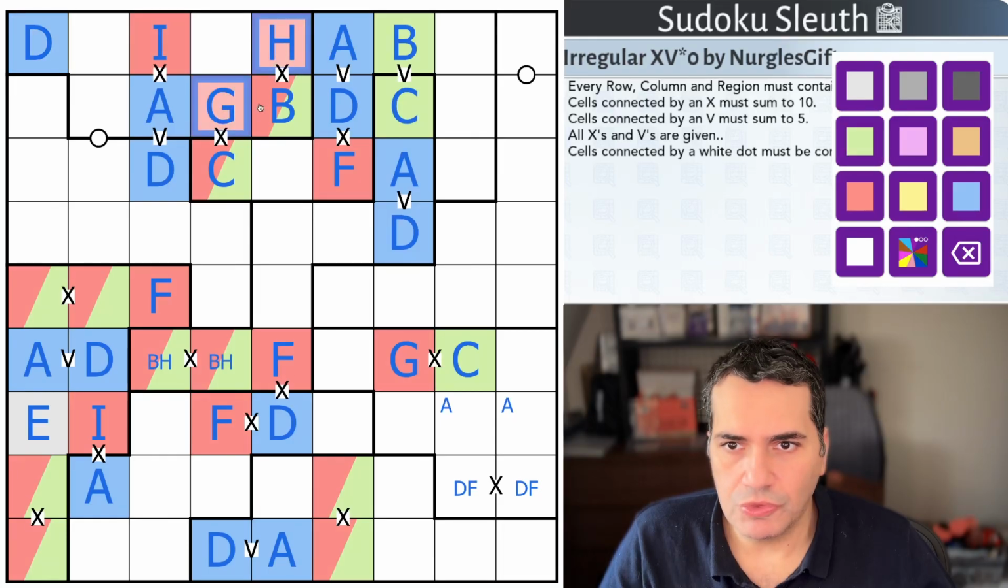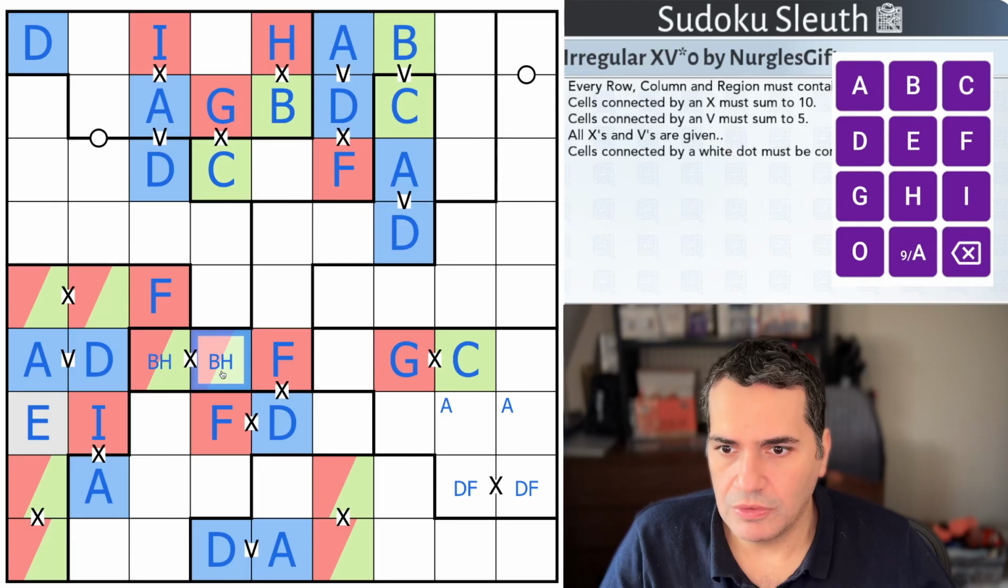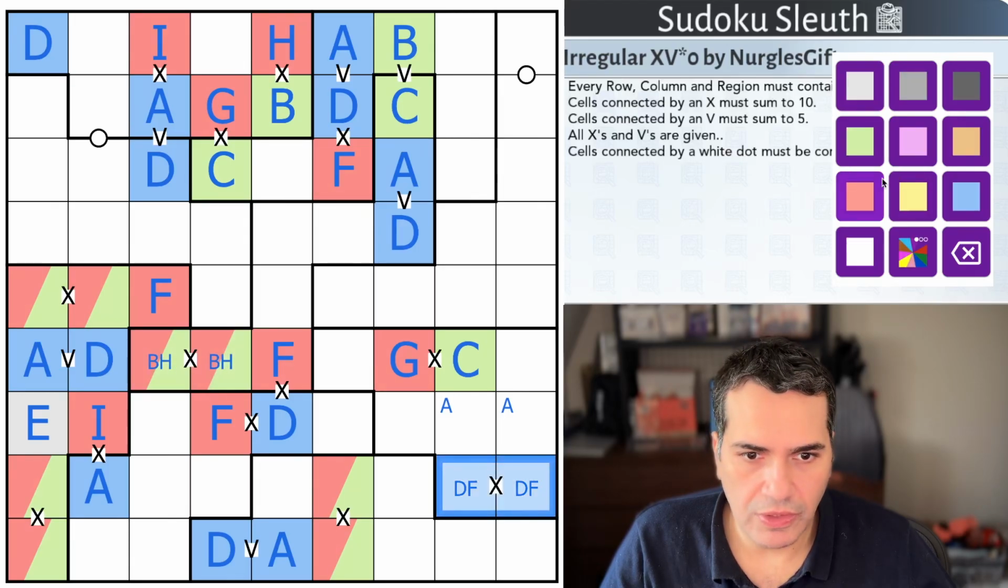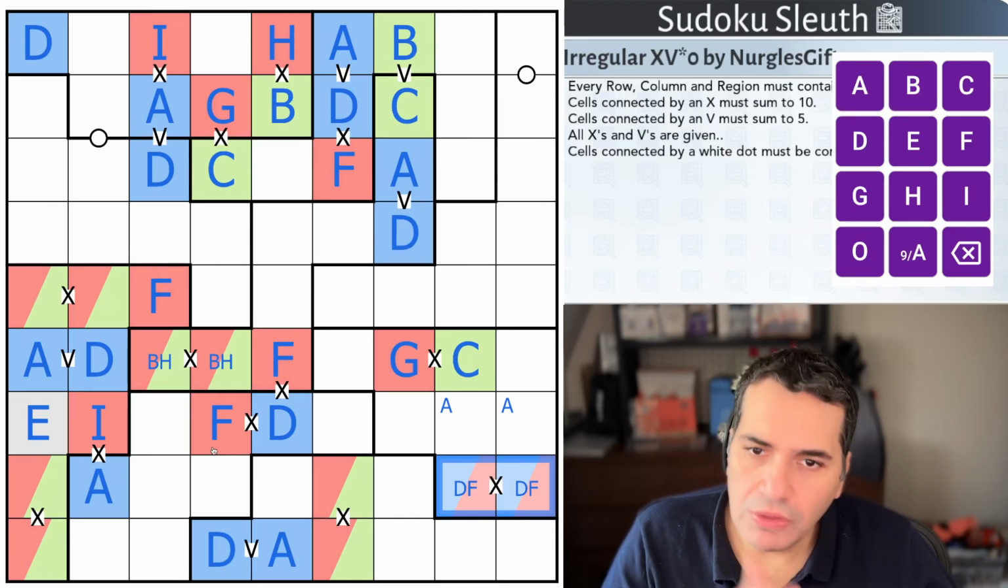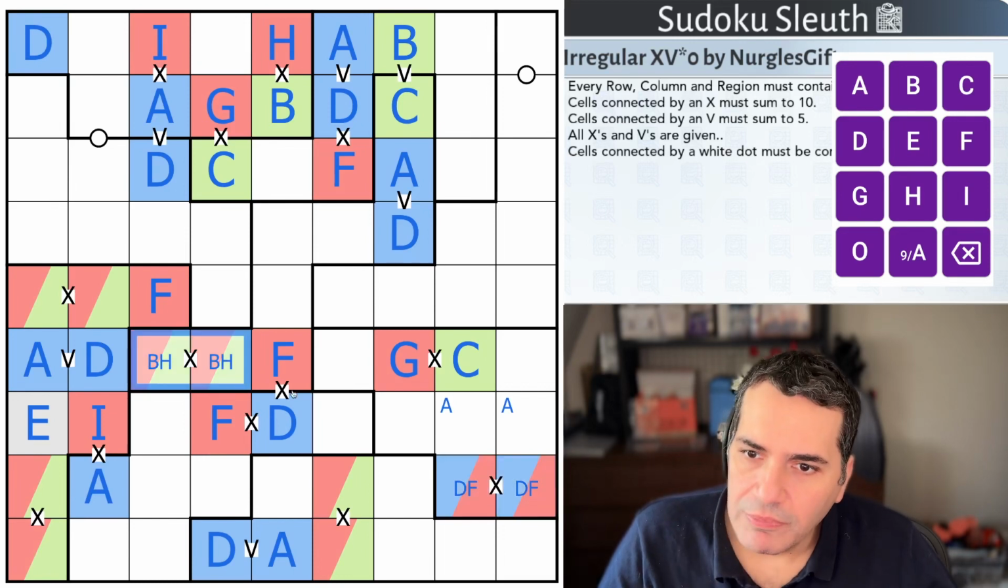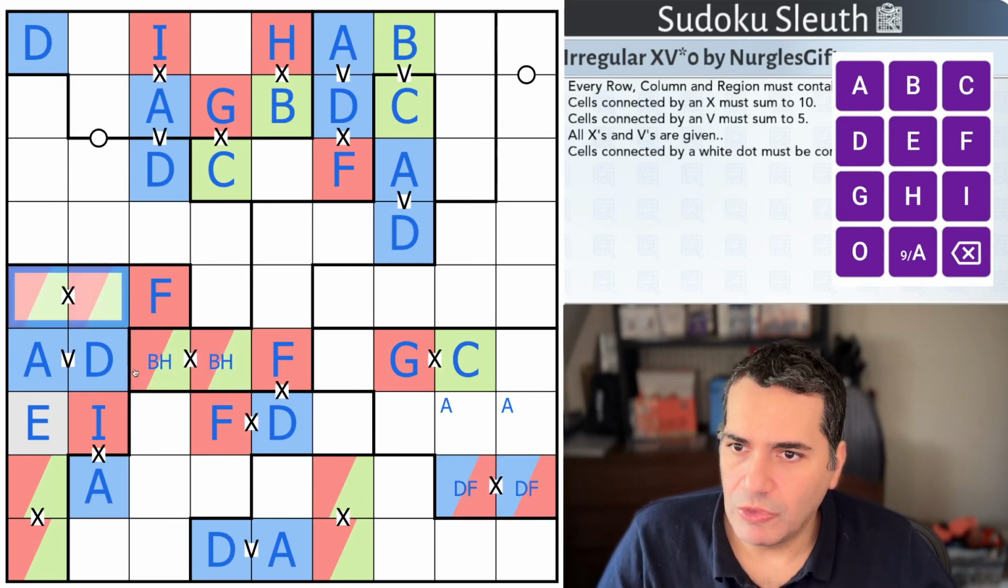I'll sort the colors out here whilst I can. Still B or H, B or H, D or F. Haven't figured out any of these. I think I've got all the X's and V's at this point. Yeah, so I've colored them all. Haven't been able to distinguish some of them, and that's not a problem for now.